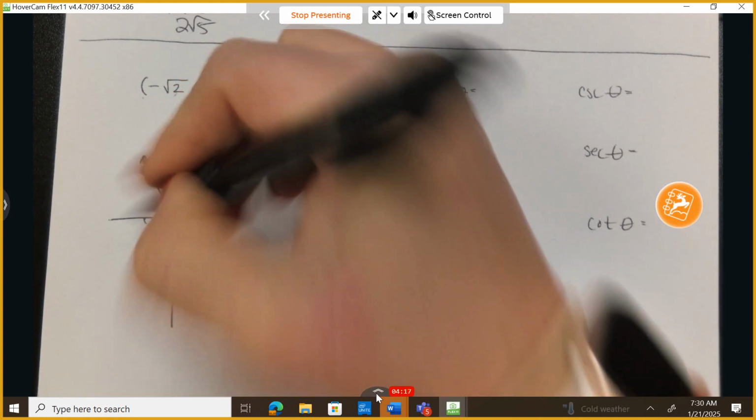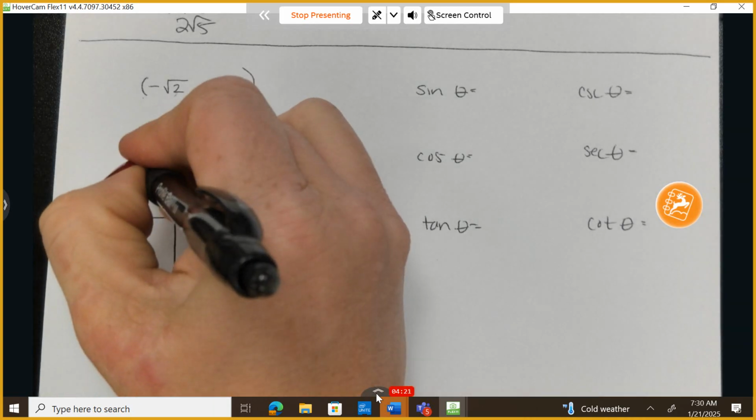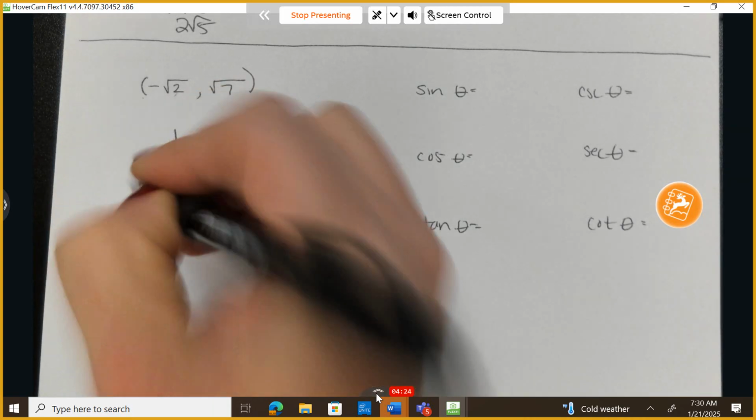So my terminal angle lands in quadrant 2. I'm always going to draw a line back to the origin, and then from that point straight down to the x-axis.